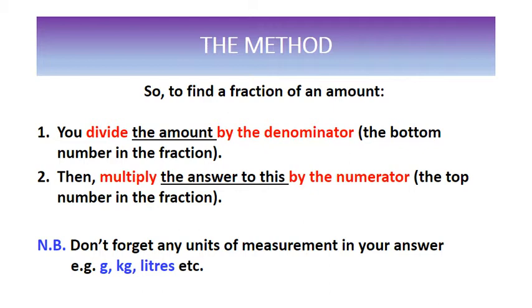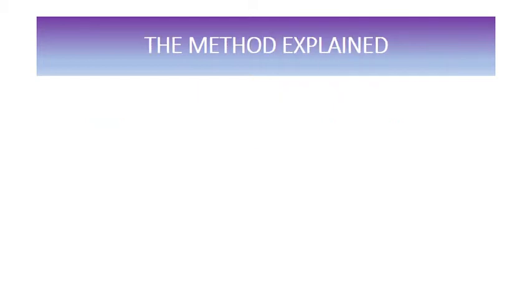So, the method to find a fraction of an amount. Step 1, you divide the amount by the denominator, in other words, the bottom number in the fraction. Step 2, you then multiply the answer to this by the numerator, in other words, the top number of the fraction. And finally, as I've just said, don't forget any units of measurement in your answer.